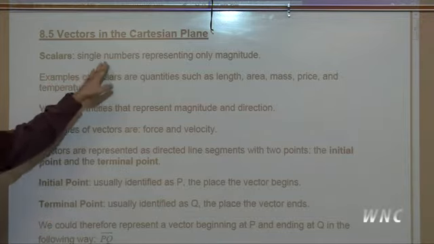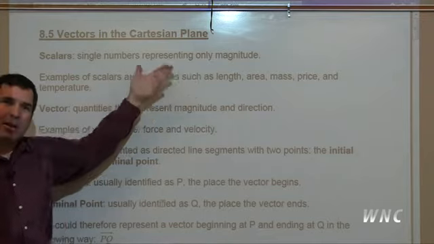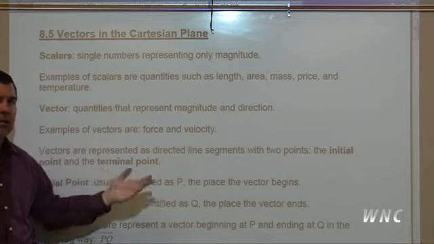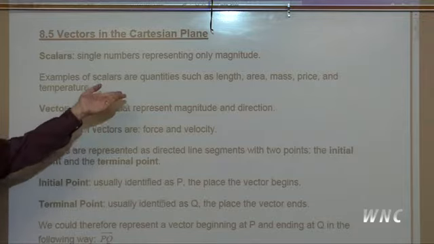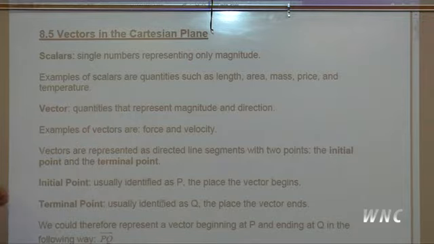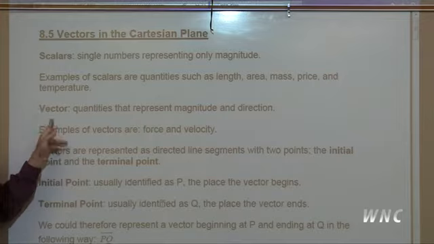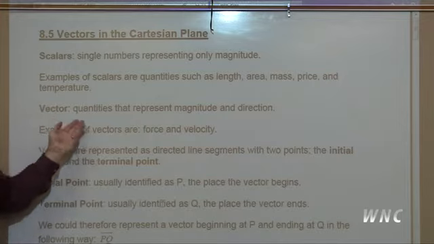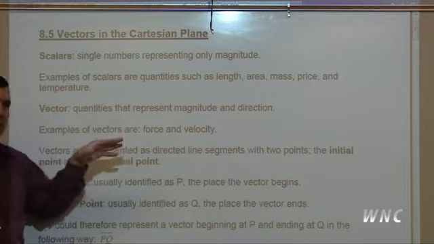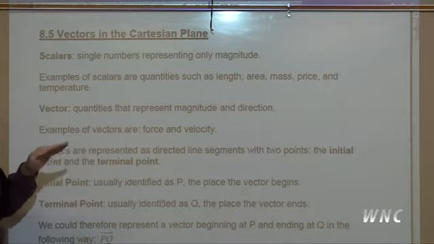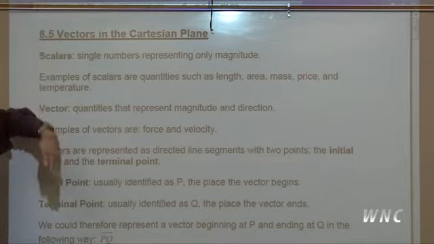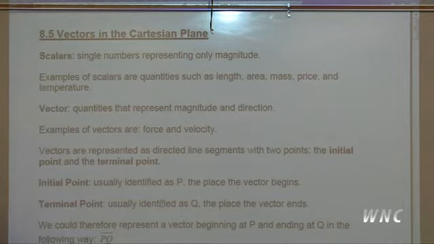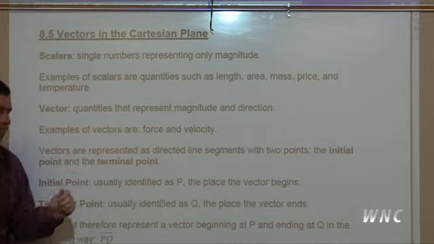Scalars are single numbers representing only magnitude, like the number 2 or 5. Examples of scalars are quantities such as length, area, mass, price, and temperature. Vectors are different because they represent magnitude and direction. So there's a magnitude to them and a direction. They're going this way, vertical, or down. Examples of vectors are force and velocity.